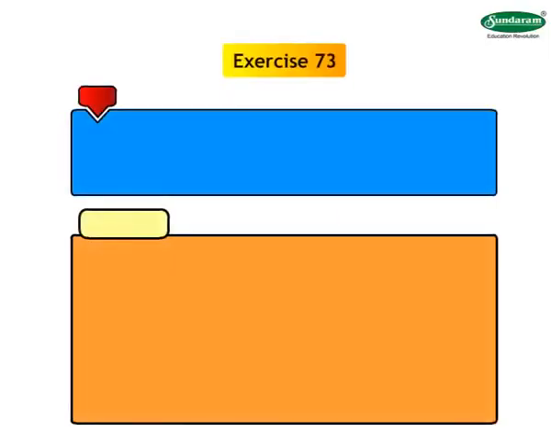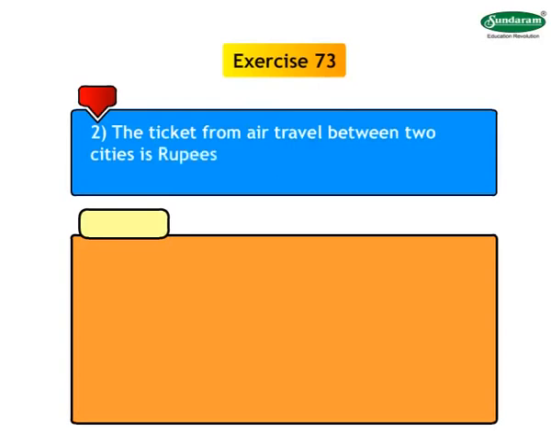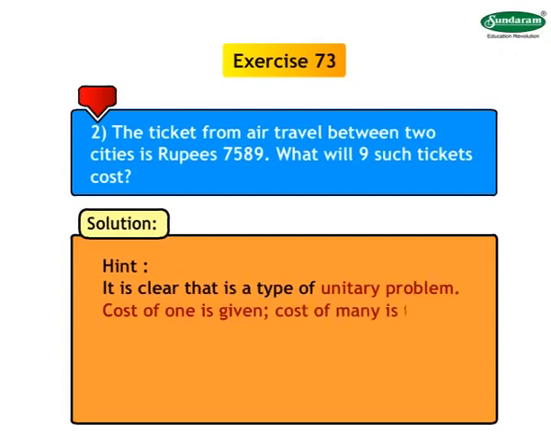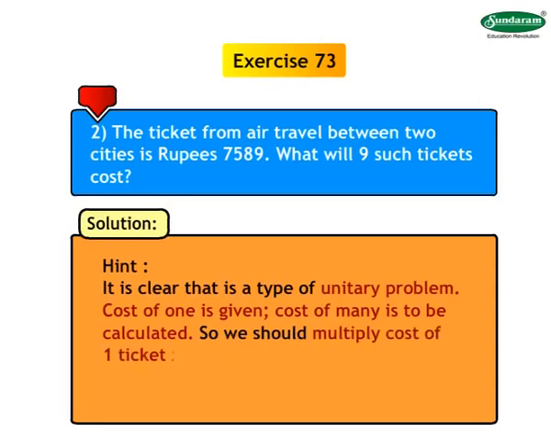Exercise 73. 2. The ticket for air travel between two cities is rupees 7,589. What will 9 such tickets cost? Solution. Hint. It is clear that this is a type of unitary problem. Cost of one is given. Cost of many is to be calculated. So we should multiply cost of one ticket into number of tickets required.